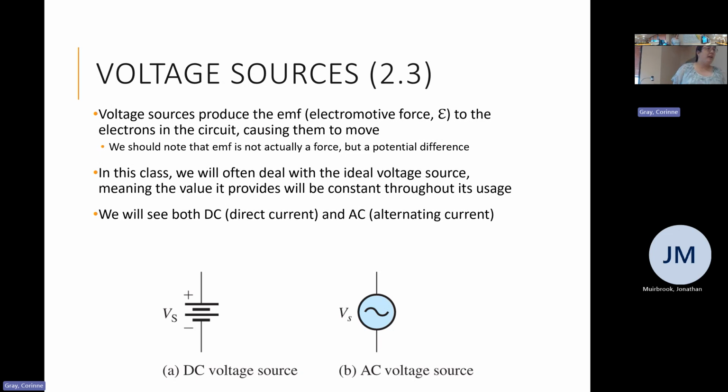So for our battery, and we'll talk about what these symbols are in a little bit, we'll be seeing it represented like this. And very often next to it, you'll see a VS, which stands for voltage source. The circle with the squiggly line in it is our AC voltage source. So this is going to be our alternating current. We don't need to worry about that right now. Basically, all it does is flip the current direction back and forth.